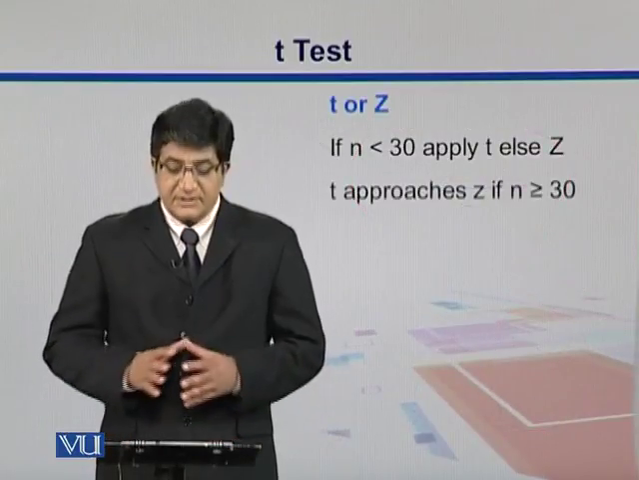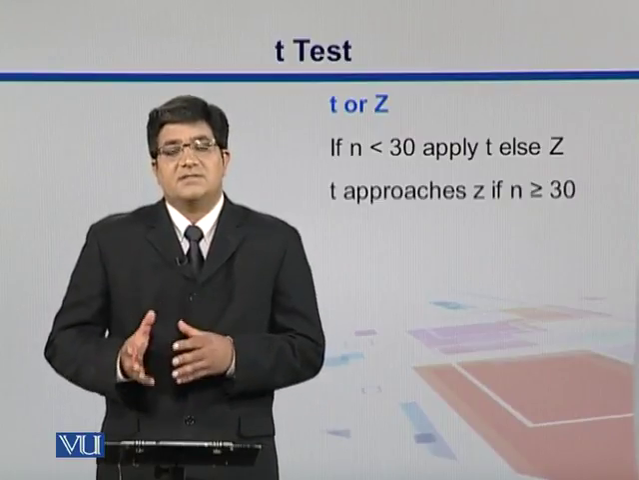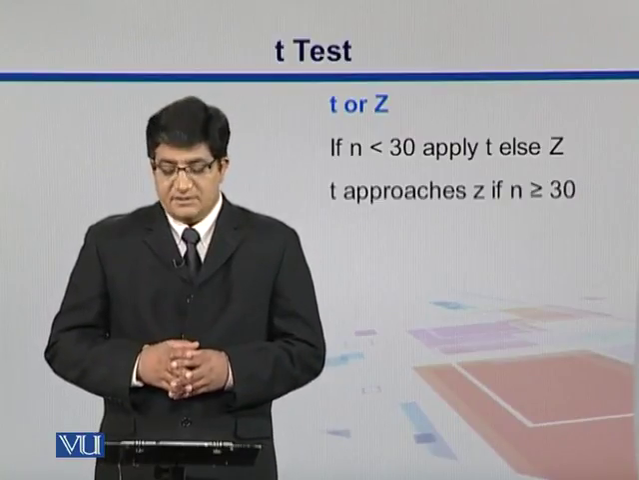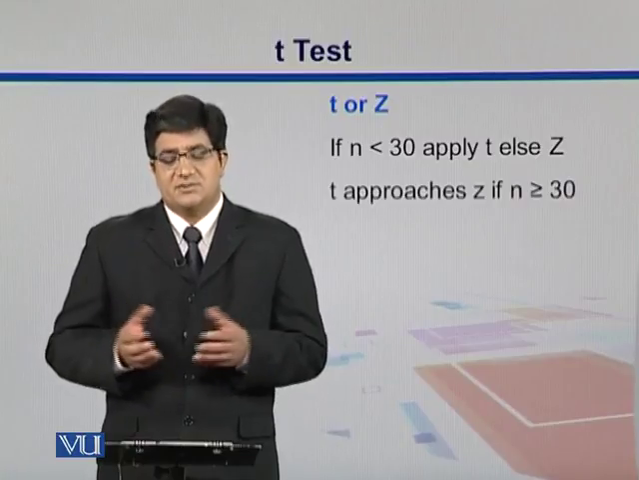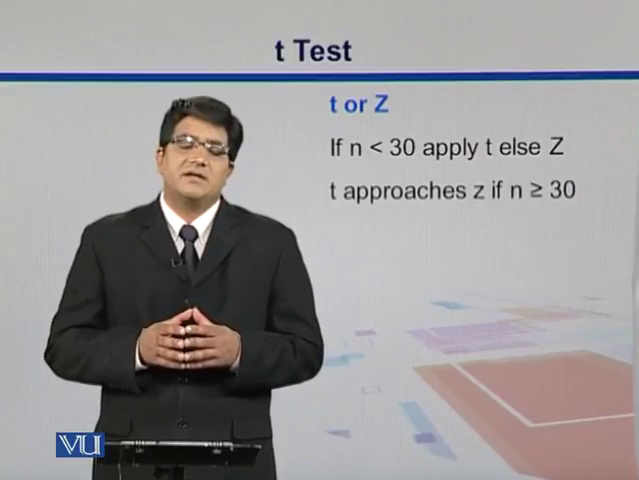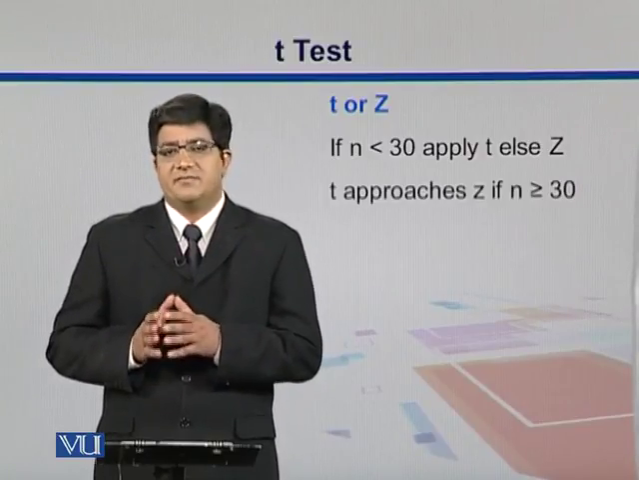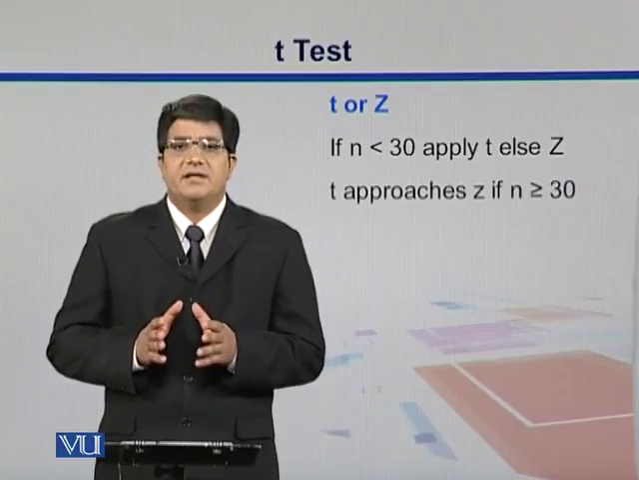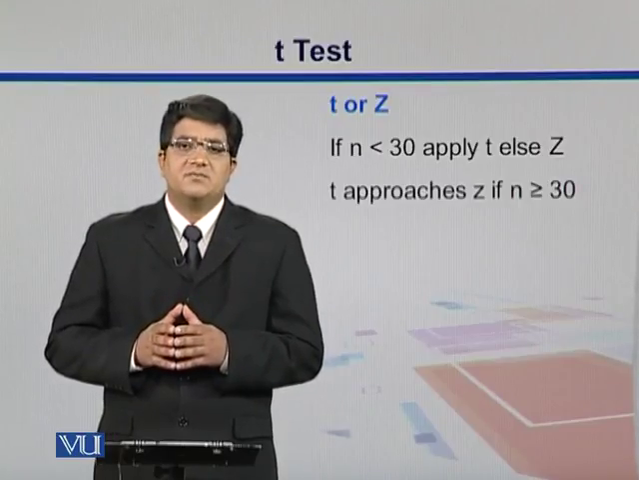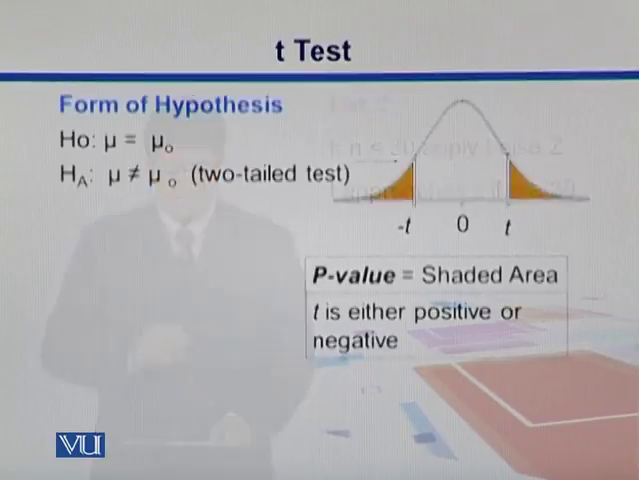Where should we use t or where should we use z? If the sample size n is less than 30, we should apply t, else we can use z. Since in these microarray studies or RNA-seq studies we cannot afford so many replicates, our sample size may be 3 or 4 or 5, hardly or rarely 30 or above. So most of the time we are using these t-tests and these t-distributions.